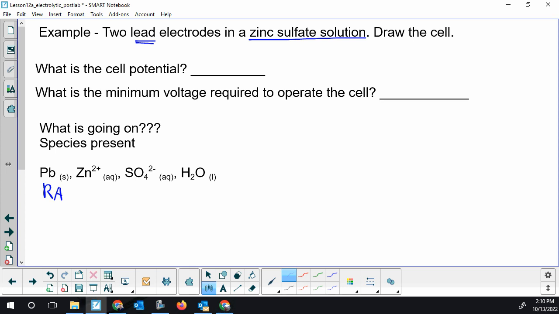Lead is always a reducing agent. Metal ions are always OAs. Sometimes they're both, but zinc doesn't have multiple charges. Single charge metals are OAs only. Sulfate, we got to watch out for. I'm going to need my table. There's some pairing. Water, I don't have to look at my table. Hopefully you remember that's both.